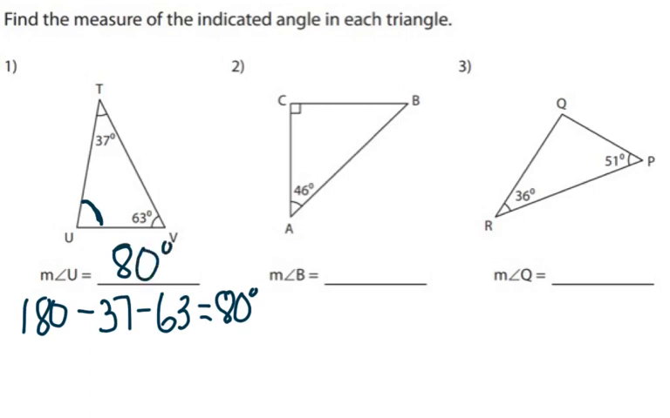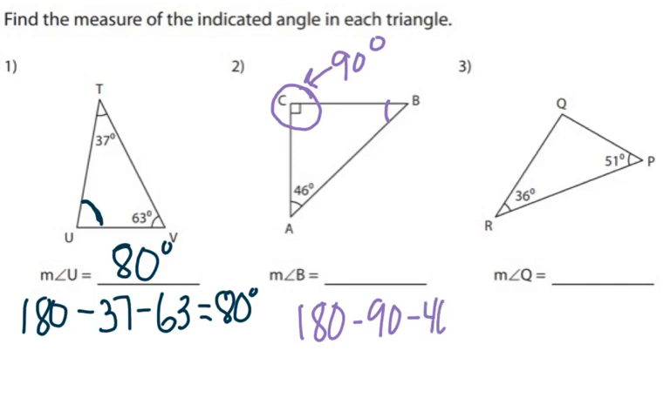So we do the same thing for number 2. So in order to find angle B, we have to subtract the other two angles from 180. So if we notice here, this angle has this little square. This means that this is a 90-degree angle or right angle. So we're going to do 180 minus 90 minus 46, and we're going to get 44 degrees. So the measure of angle B is 44 degrees.